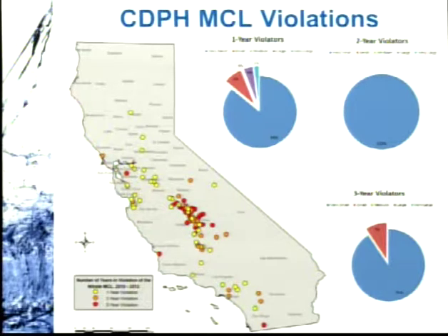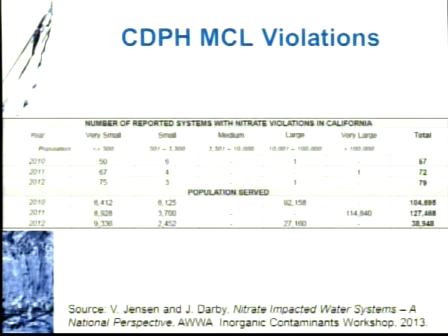But again, if you look at these pie charts on the right, the dark blue here, which is the predominant portion in all of these cases, is very, very small systems. So again, this is a system challenge for those that are serving very few service connections. And that's important to keep in mind as we think about the treatment technologies.